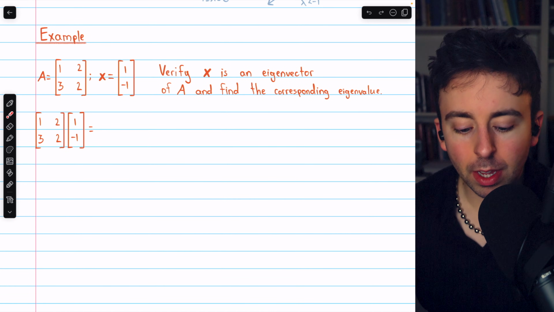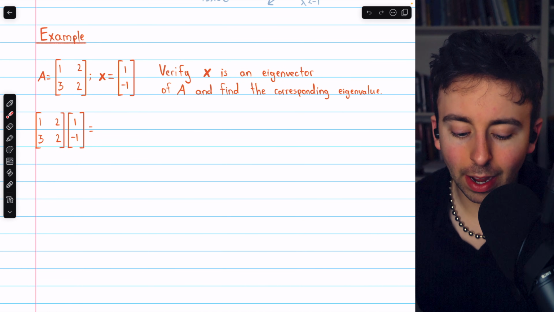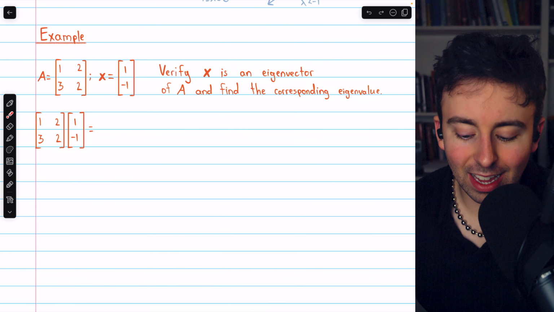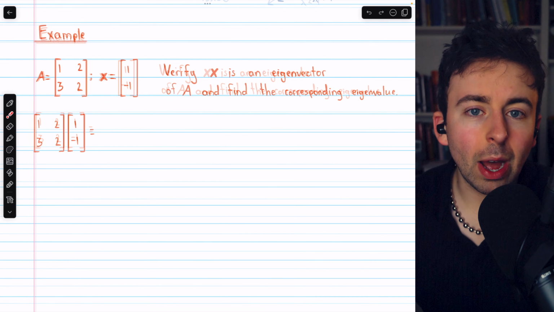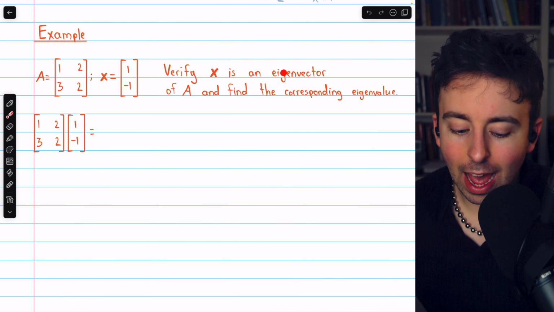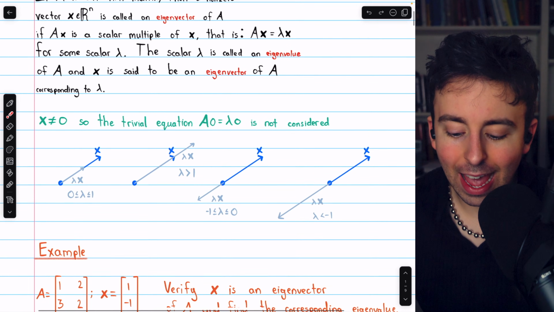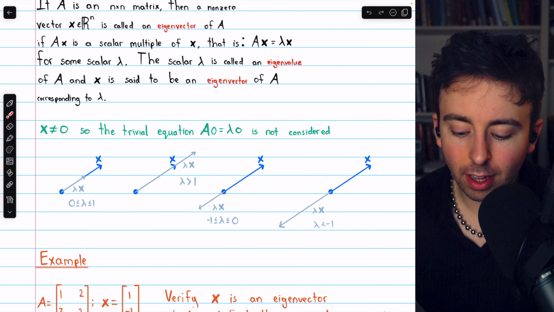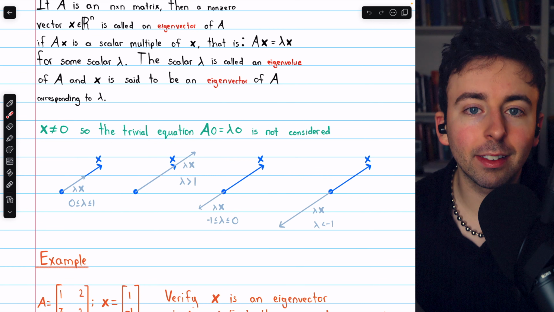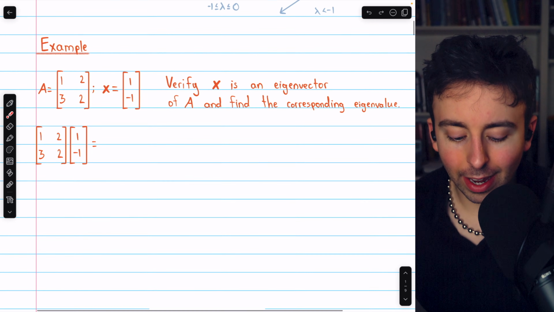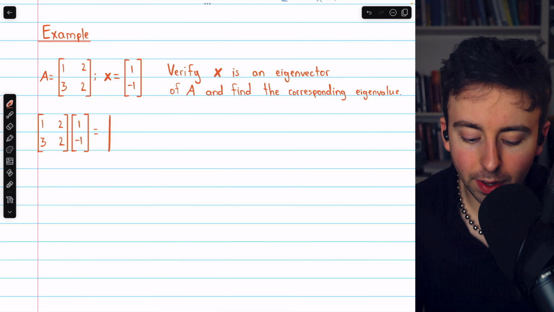Let's try an example. Here we're given a matrix A and a vector x that we are told is an eigenvector. Let's verify that x is an eigenvector of A and find the corresponding eigenvalue. Now, how do we verify that x is an eigenvector of A? Well, by definition, we know that it must be the case that A times x will just equal some scalar multiple of x. That's what it would mean for x to be an eigenvector. So let's calculate A times x and see if indeed it is a scalar multiple of x.